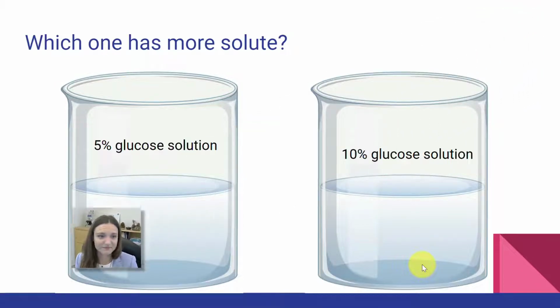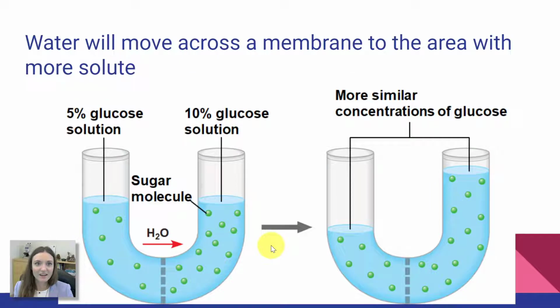Okay. So, osmosis. The number one rule of osmosis is water will move to an area where there is more solute. Water always moves to the side where there is more solute, where there's more stuff dissolved in that solution. So water is moving here.